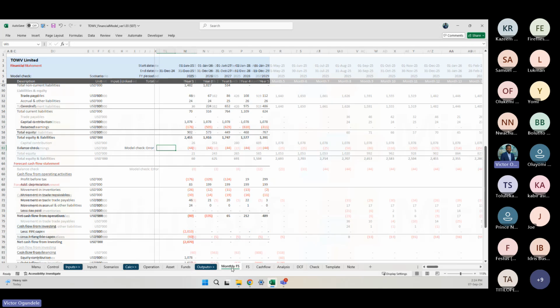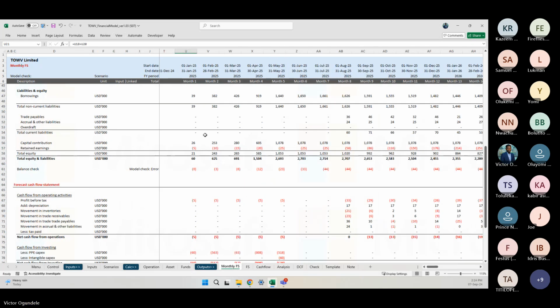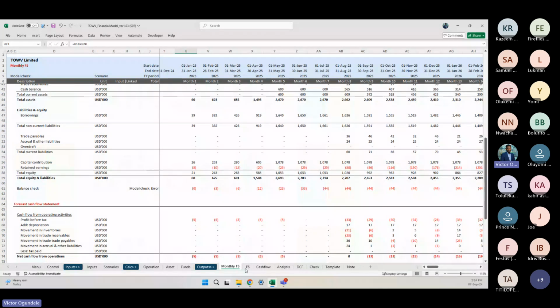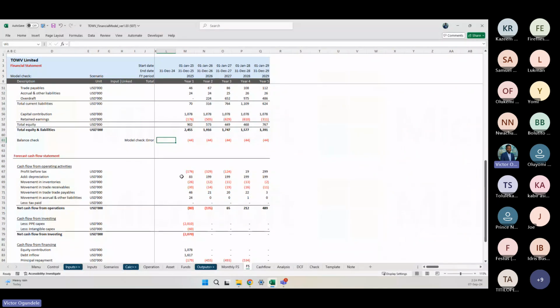Right? So please do the monthly one. And make sure you copy the same formula, put it in your yearly one. So that's one of the reasons I really love doing monthly model.